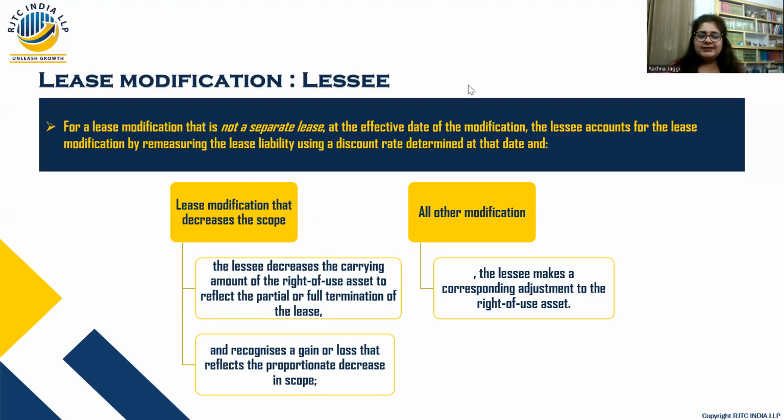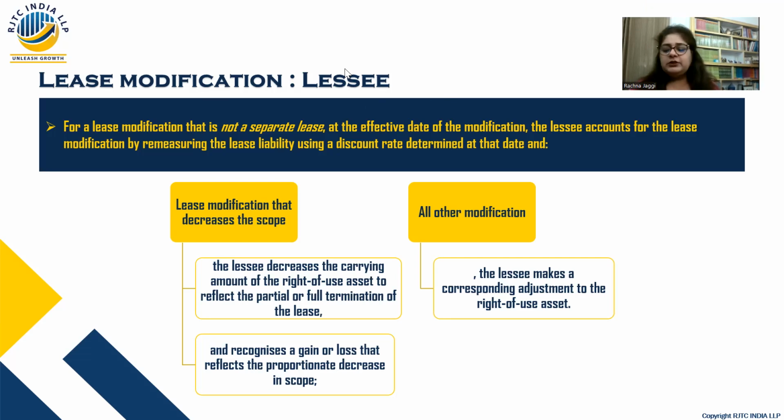Here is what the standard has mentioned about this lease modification. It says for a lease modification that is not a separate lease, at the effective date of the modification, the lessee accounts for the lease modification by remeasuring the lease liability using a discount rate determined at that date. For a lease modification that decreases the scope, the lessee will decrease the carrying amount of the right of use asset to reflect the partial or full termination of the lease and recognize a gain or loss that reflects the proportionate decrease in scope. So there are two portions of the lease here.